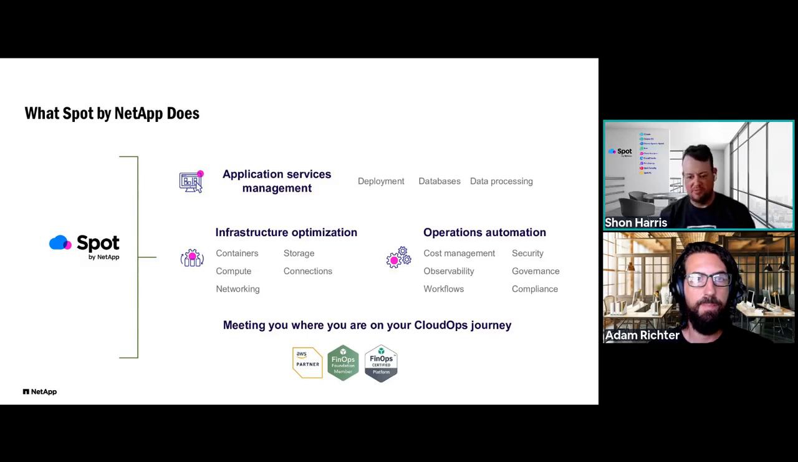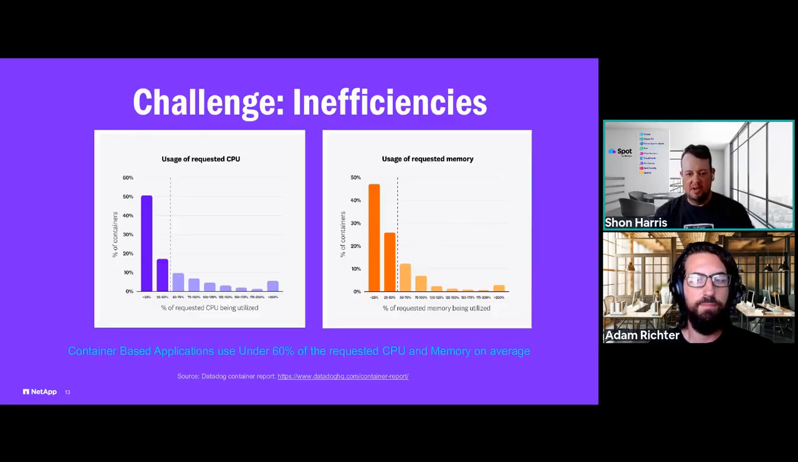We're going to talk about FinOps Focus here in a second, and go into what that means from an operational perspective. But really, the challenge that we're addressing is the inefficiency. Container-based applications, at the end of the day, use under 60% of the requested CPU and memory on average.